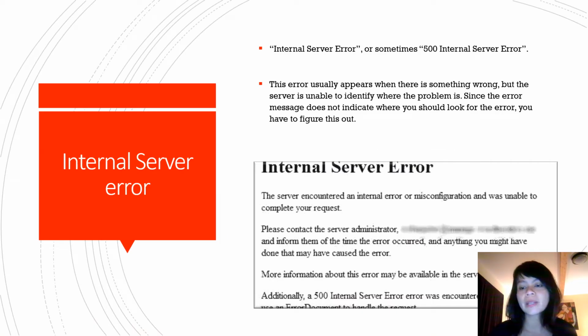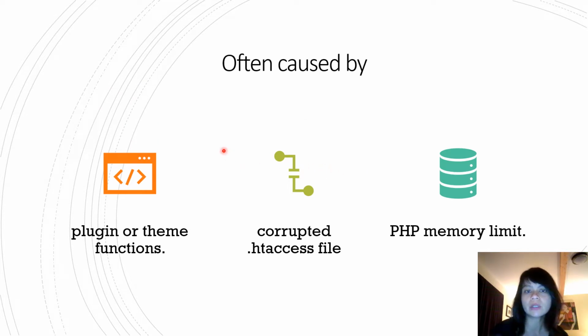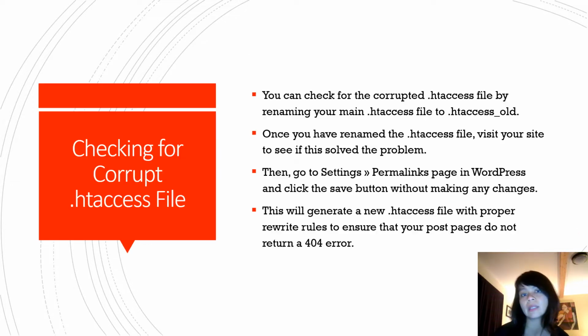So the first WordPress error that we'll look at is the internal server error. It's also sometimes known as the 500 internal server error. This error usually appears when there's something wrong, but the server is unable to identify where the problem is. Since the error message doesn't actually indicate where you should look for the error, you're going to have to figure this out. It's very often caused by a plugin or theme functions, perhaps by a corrupted htaccess file or PHP memory limit.